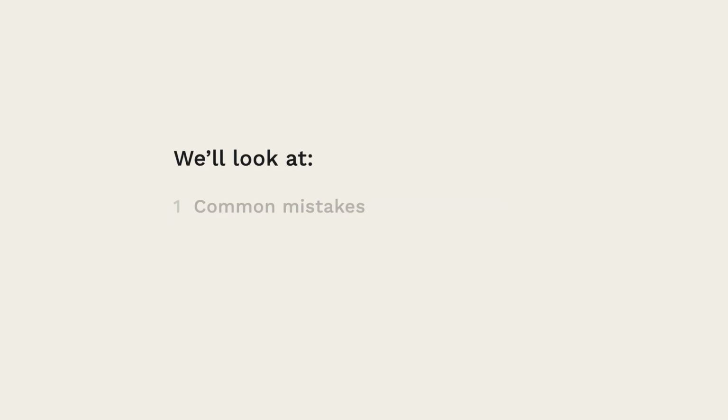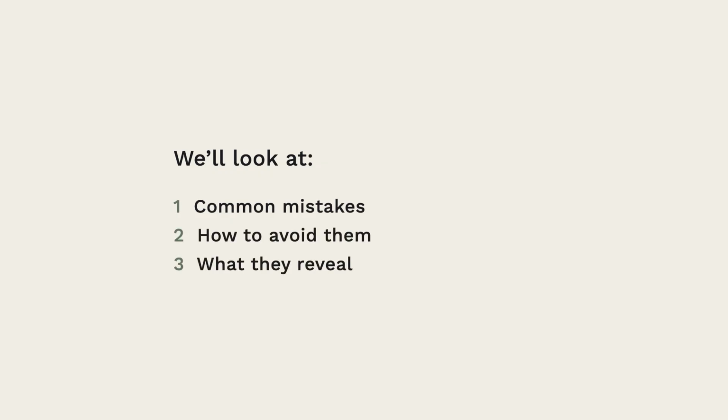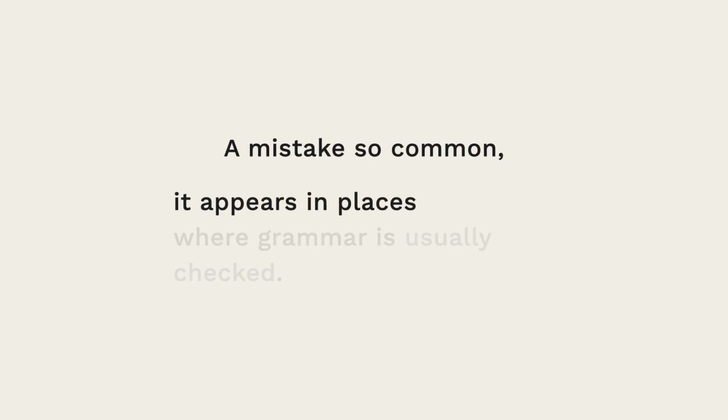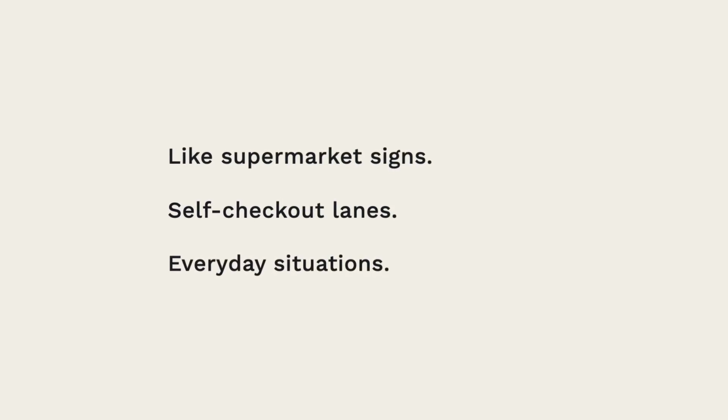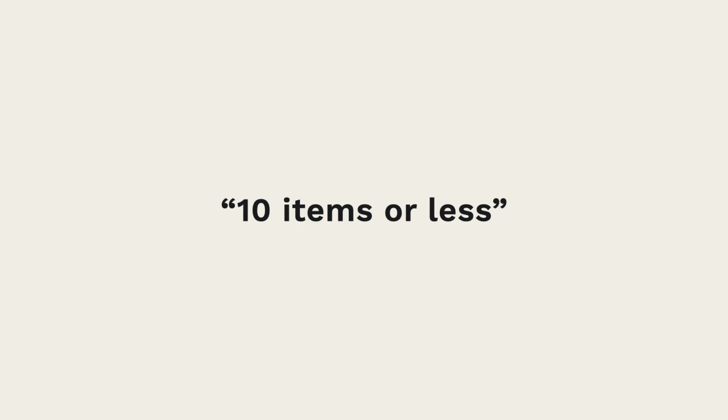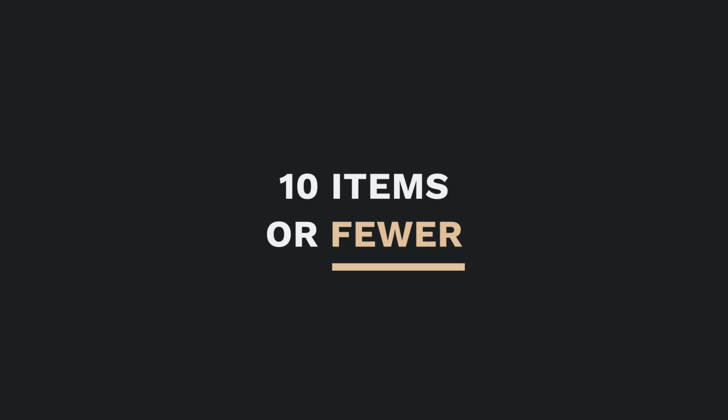In this video, we'll look at 3 common mistakes, how to avoid them, and what they reveal about how language is actually used. Let's start with the mistake so common it appears in places where you might expect the grammar to be carefully checked, like supermarket signs, self-checkout lanes, and in many other everyday situations. You've probably seen 10 items or less. Strictly speaking, it should be 10 items or fewer.